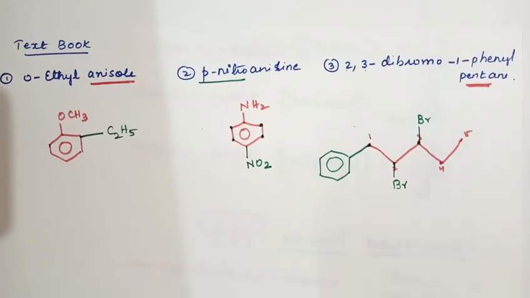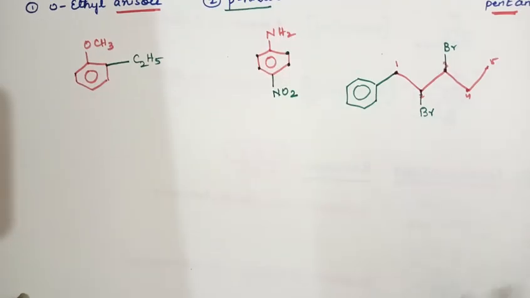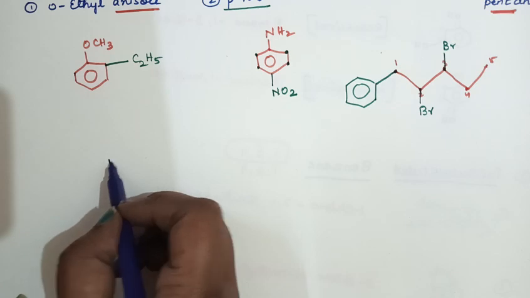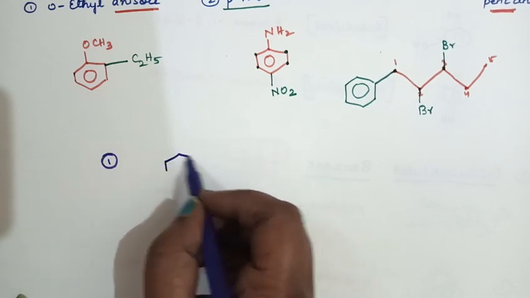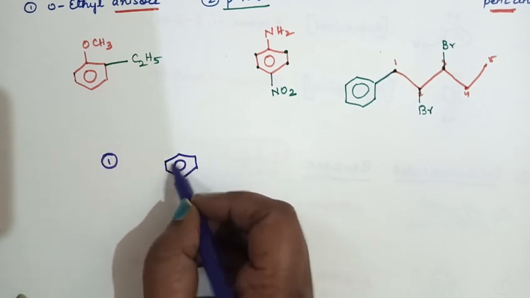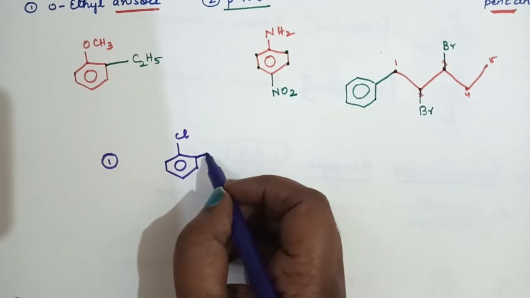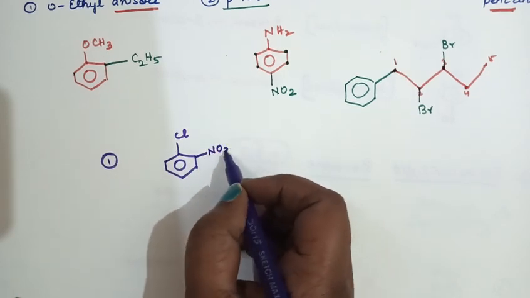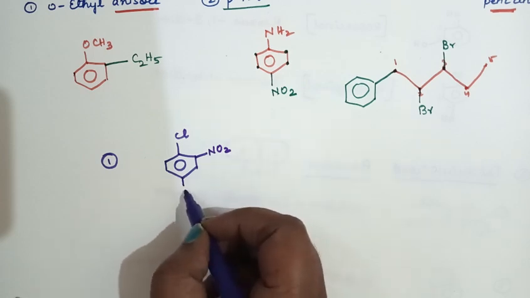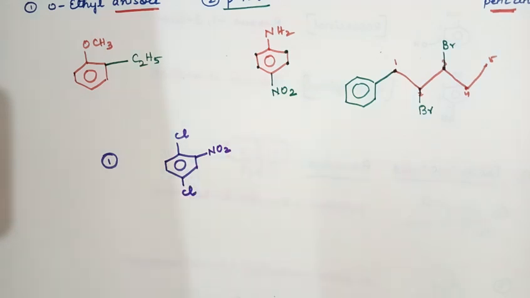So students, I hope it is clear to you. Now I'll give you one more example. You can try this and write your answer in the comment section. The simplest one I'll give you. So here there is a chloro group. Here I'll write a nitro group, and here I'll write a chloro group. So write the IUPAC nomenclature of this and write it in the comment section.